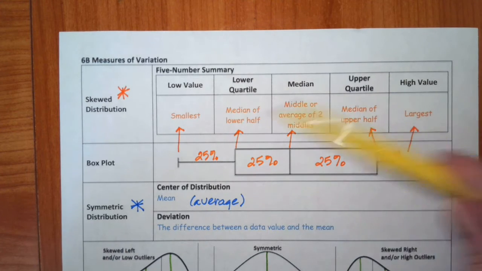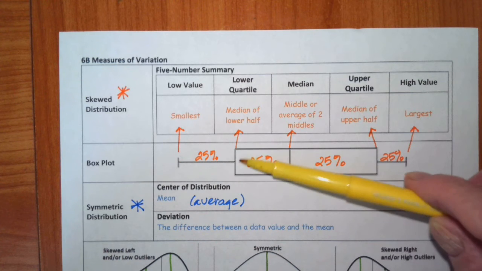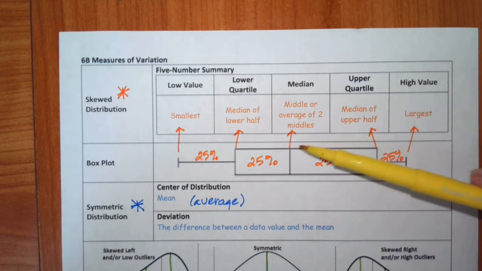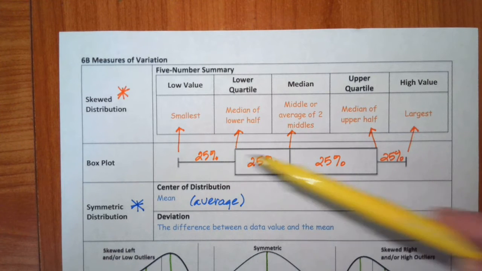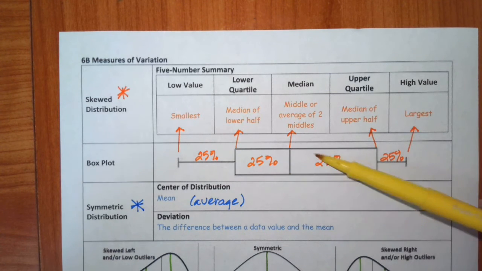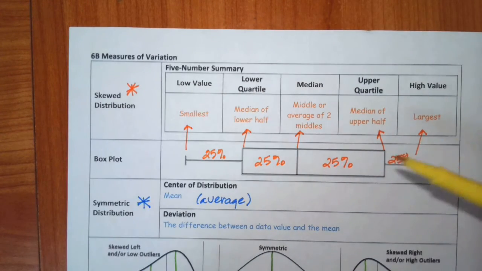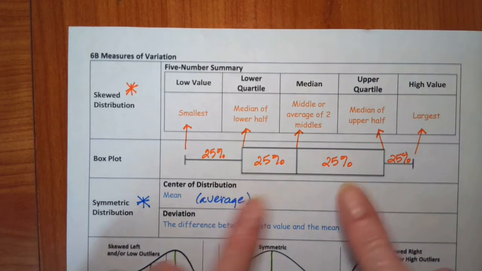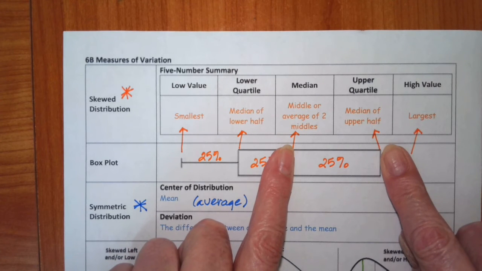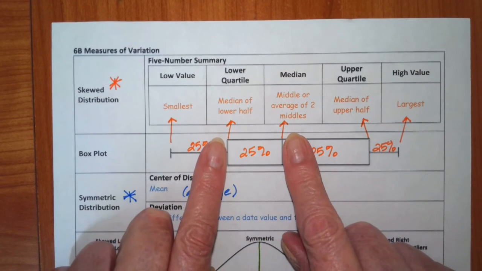So the spread on the box plot tells you the low value, the lower quartile, the median, the upper quartile, and the largest, and each box has 25% of the data, and each whisker, it's called a box and whisker plot, has 25% of the data. And then how large it is tells you how spread out it is. This 25% is spread out over a larger value than this 25%.